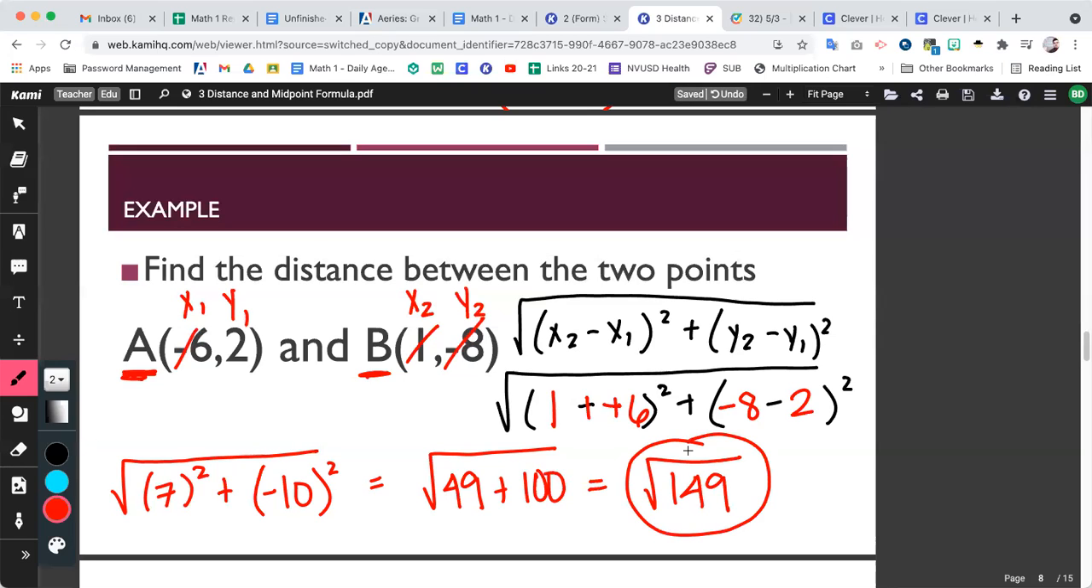Okay, so let's go through the steps one more time just to make sure we understand. The first thing I do is make sure I have the right formula. Then I label my points. After I've labeled my points, I plug in the numbers to the appropriate spots. I simplify what's inside the parentheses. I combine like terms, and then I leave my answer in the radical. Easy peasy.